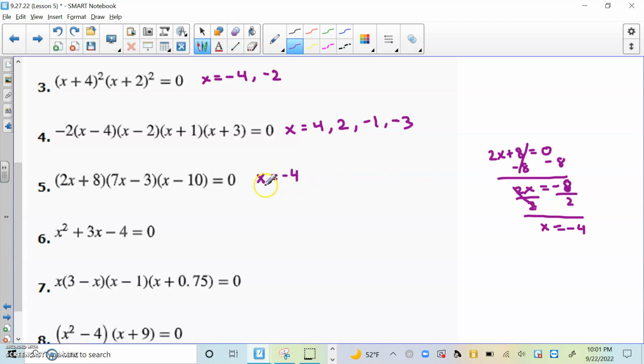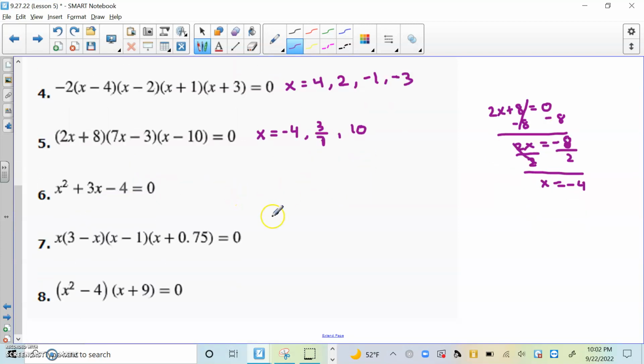So x equals -4. Since I'm in a rush, I'm not even going to bother with the rest. You're going to do the same thing for each of these: set them equal to 0 and solve them just like we did here. And you should get +3/7 and then 10. This one's easy. Make sure in your books, be honest, this is only going to be for you in the long run. Actually make sure you know how to solve these and get all of these answers.